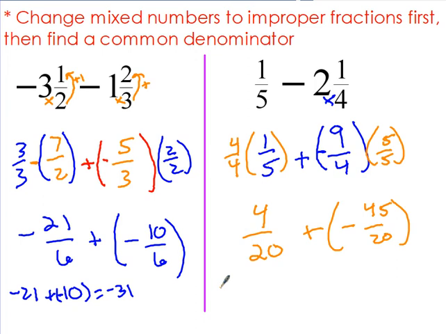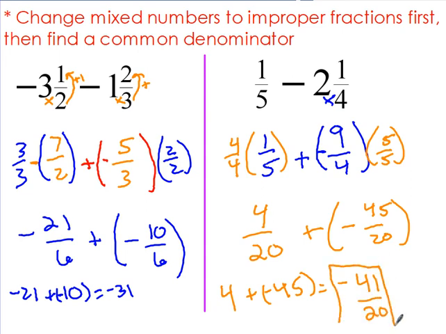Now I can pull my integers off to the side, or just the numerators off to the side. I have 4 plus negative 45. I'm adding two numbers with different signs. I'm adding a positive with the negative, which means I'm really doing some subtraction, and I'm keeping the sign of the bigger number. Well, negative 45 is a bigger number, so my answer is definitely negative. 45 minus 4 is 41. So I have negative 41 over 20. This is also equivalent to negative 2 and 1/20.